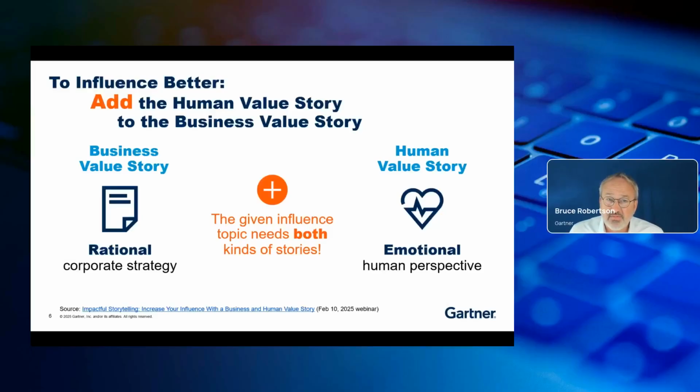But that's not enough, because what we find is that by adding the human value story, we get that more human perspective on what the value is. That becomes a much more effective appeal to add to your business value story. So really what we're saying is we want to do both. When you're influencing any particular stakeholder, make sure you're doing both, and you'll have a better outcome for your influencing campaign.